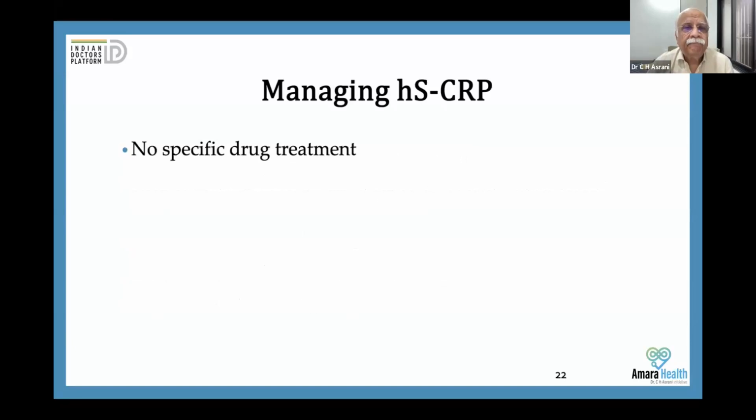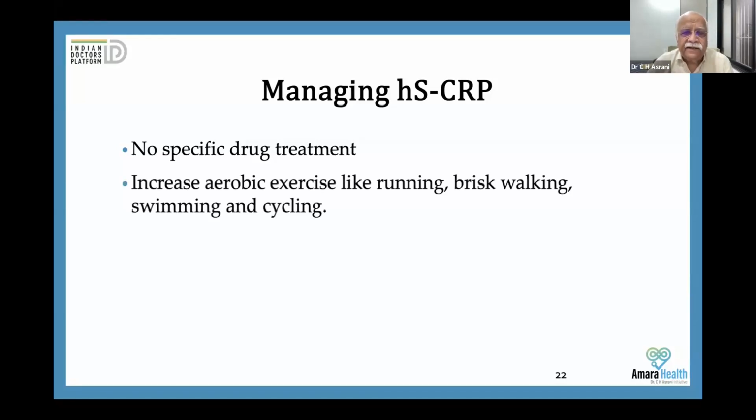How do you manage? Sadly, there is no treatment. How do you reduce inflammation? You cannot give Camoral Forte or Flogam or similar medicines for this. Increase aerobic exercise like running, brisk walking, swimming, and cycling. Since the patient is already at risk of coronary artery disease, I would say avoid running. Brisk walking, cycling, and swimming are recommended. As per American Society of Sports Medicine, 30 minutes a day, 5 days a week minimum.